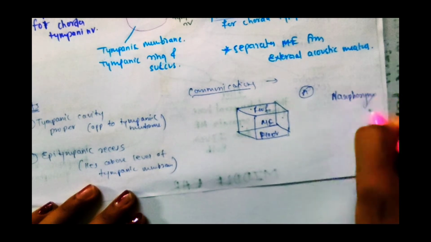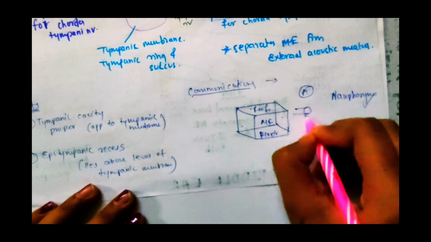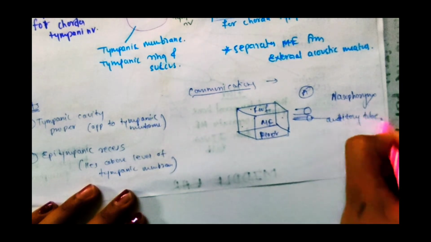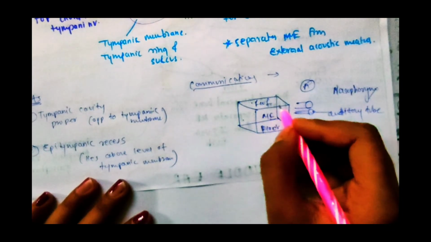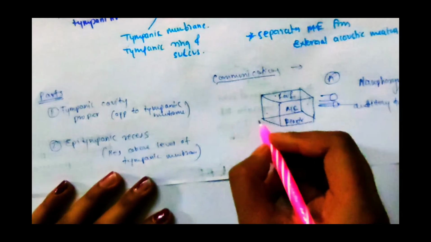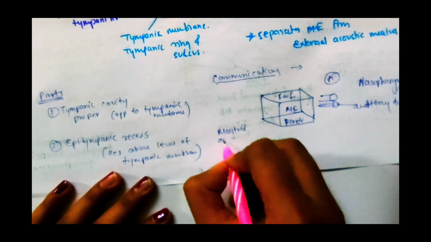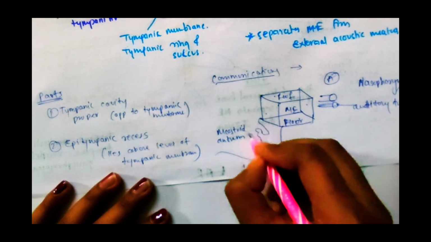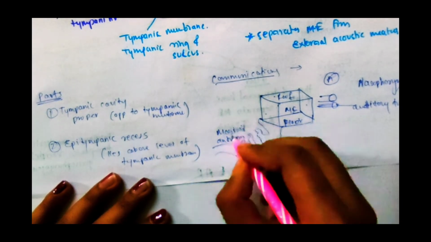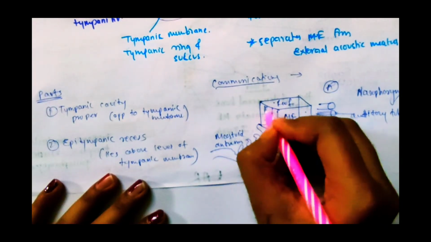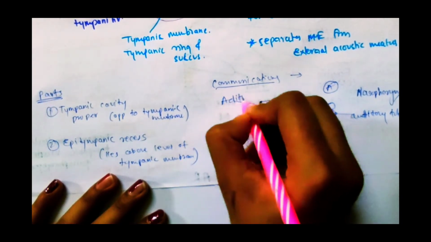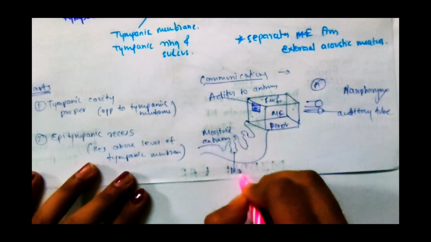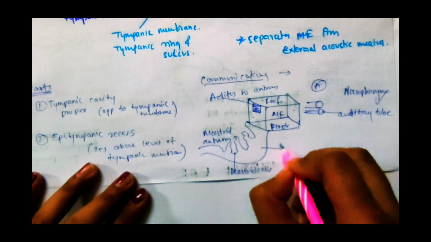nasopharynx through the auditory tube. This is the auditory tube. And posteriorly it is connected to the mastoid antrum. This is the mastoid antrum, and it is connected to the mastoid antrum through the aditus to antrum. These are mastoid cells. This is the mastoid process.